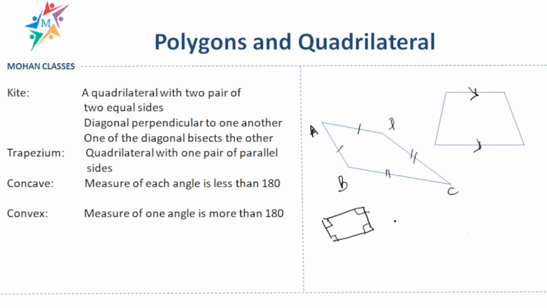Okay. So what about convex? Convex is when one of the angles is more than 180 degrees. Let us take a diagram like this. Here, what is the angle? This angle is more than 180 degrees. So this is called ABCD. This diagram is called convex. That is, one angle should be more than 180 degrees, which means if you are seeing it like this, it is a convex polygon. This is a concave polygon. Clear? That's it for the day.